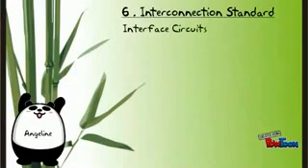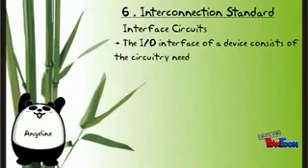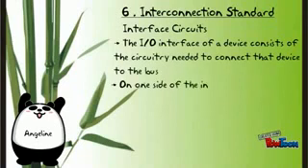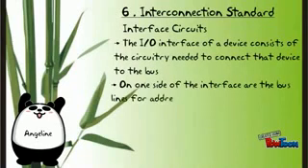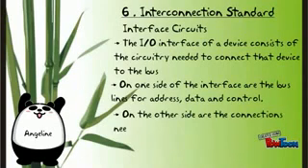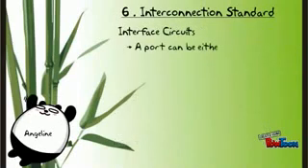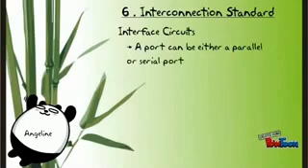Interface circuit. The I/O interface of a device consists of the circuitry needed to connect that device to the bus. On one side of the interface are the bus lines for the address, data, and control. On the other side are the connections needed to transfer the data between the interface and the I/O device. This side is called a port. A port can be either a parallel or a serial port.